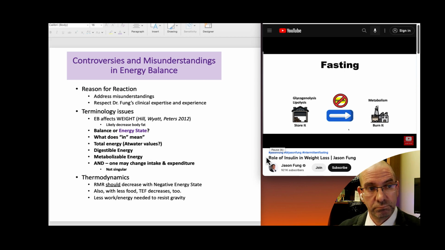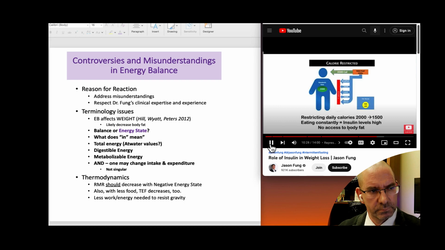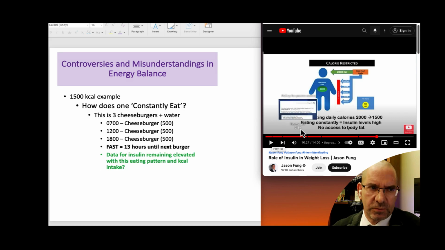So let's see what this means in the real world. Suppose people are eating 2,000 calories a day and burning 2,000 calories a day. So body weight is going to be stable. Now you want to lose some weight. So what you do is you follow the standard advice and you reduce. One of the issues here is eating constantly, with insulin levels high.